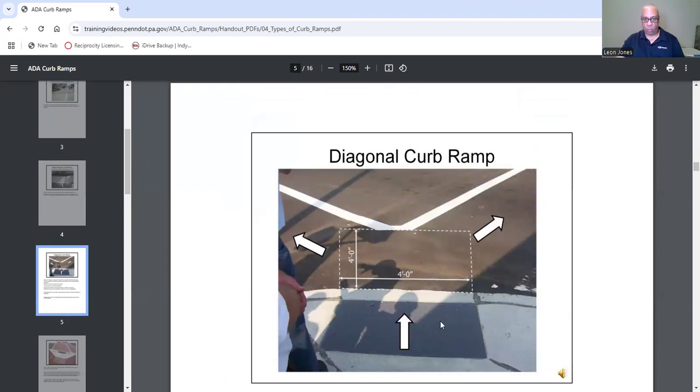This is your detectable warning surface. This would be if you're measuring in from the street to the depressed curb and down from the detectable warning surface. That would be your algebraic sum. And it's called a diagonal because it sits at a diagonal, but you have two crosswalks.